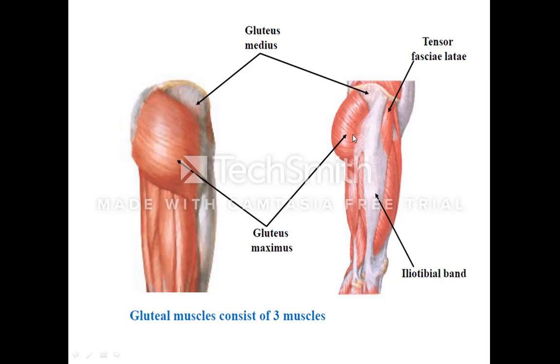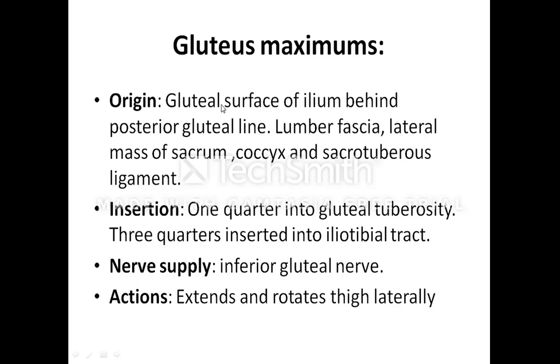It originates from the ilium behind the posterior gluteal line. It also takes origin from the lumbar fascia, the lateral mass of the sacrum, the coccyx, and the sacrotuberous ligament. Insertion is one quarter into the gluteal tuberosity and three quarters into the iliotibial tract. So one quarter is inserted into the femur and the remaining part is inserted into the iliotibial tract, which is a fibrous band that inserts into the lateral tibial condyle at Gerdy's tubercle.